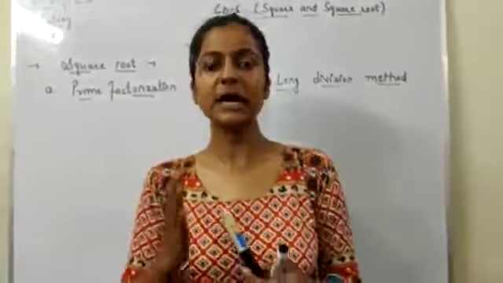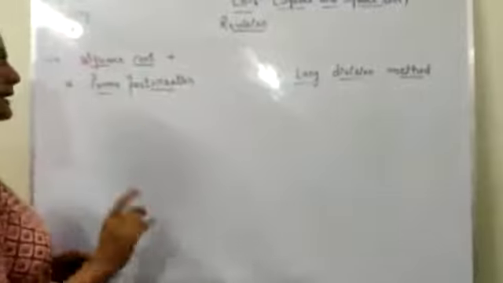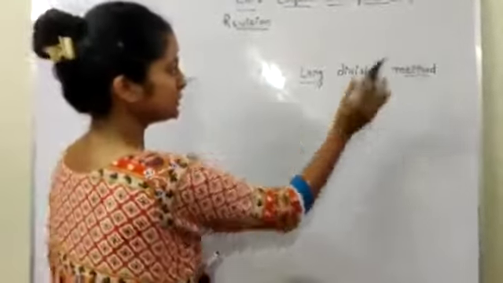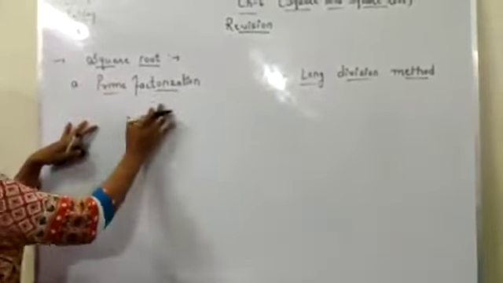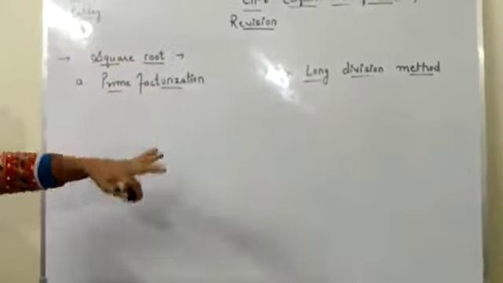Now we'll discuss how to find the square root of a given number. For that we have two methods, the prime factorization method and the long division method. It's your wish, you can use any of these two methods. We'll take a common number and I'll solve it with both methods. It's up to you which method you want to use.